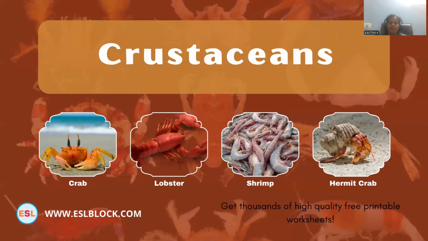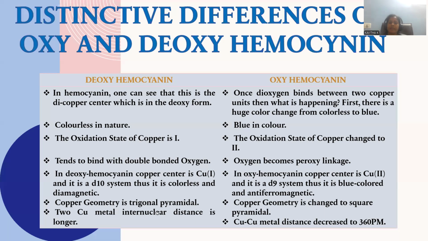Crustaceans are shown here. The crab is part of the crustaceans. Lobster is there, and shrimp is also part of the crustaceans. And the hermit crab is also a kind of crustacean you can observe. All these circulate their oxygen by means of the hemocyanin pigment. There is a distinctive comparison between deoxyhemocyanin and oxyhemocyanin, how they differ from each other.